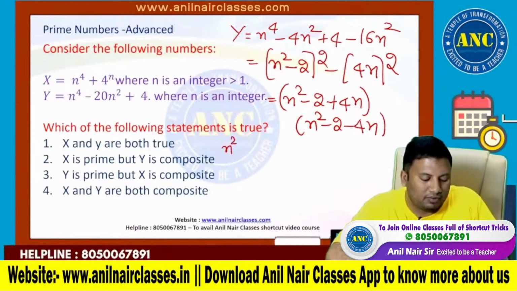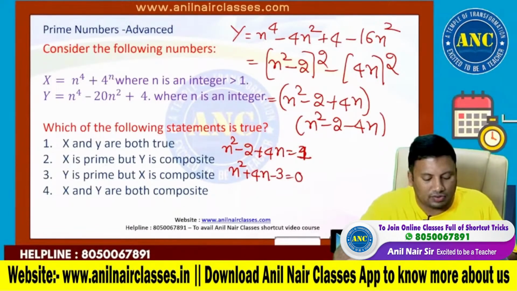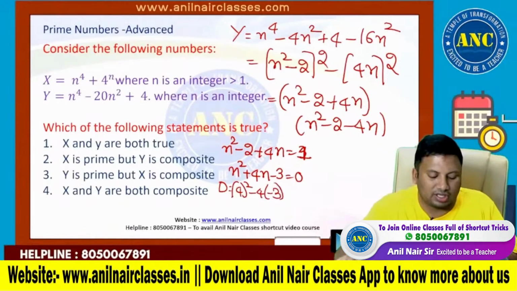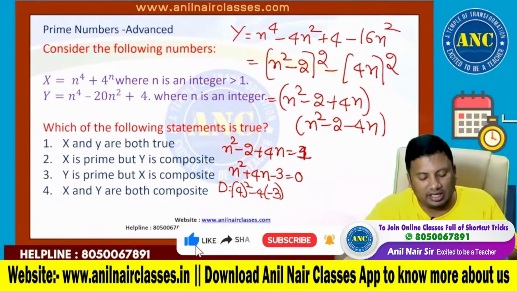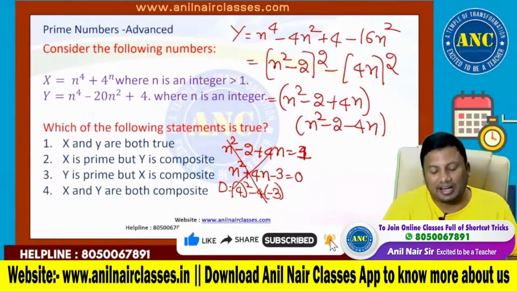One of them should be 1, for the number to be a prime number. Plus 4n equivalent to 1. N square plus 4n minus 3 equivalent to 0. Here D is b square minus 4ac, which is minus 4 into 1 into minus 3: 16 plus 12, 28. D is 28, which is an irrational number.